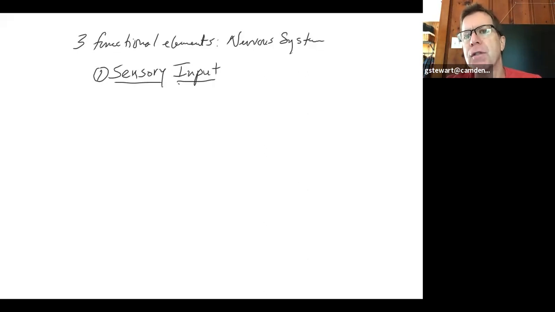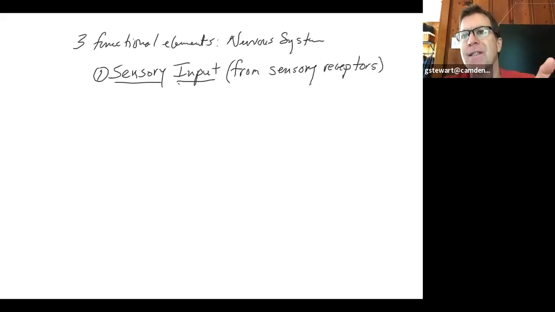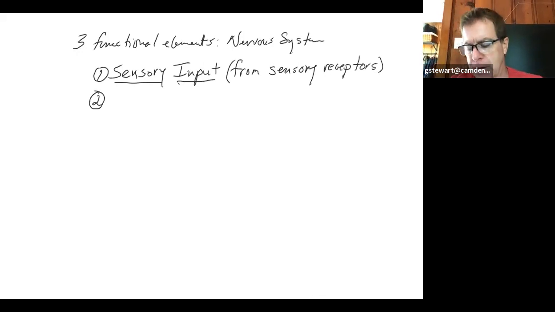So the sensory input is the incoming pathway of information from sensory receptors. This is typically the first step of the pathway of the nervous system. Now, sensory receptors can sense the external environment as well as the internal environment, but there's always some sort of incoming pathway to the central nervous system.